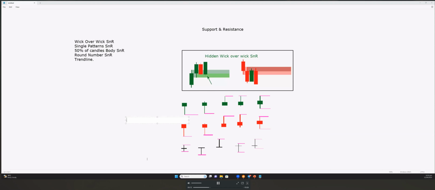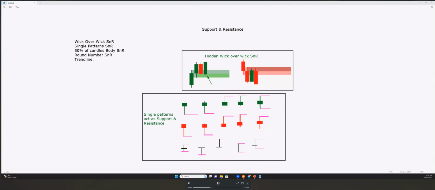Here I'm going to draw single patterns that act as support and resistance. We can use them, right? These we also cannot ignore. When we find these, we can use these support and resistance levels.